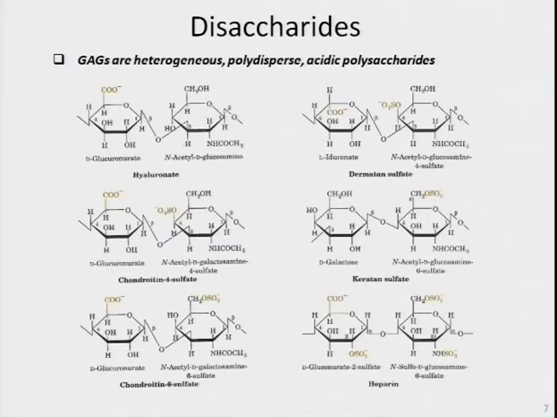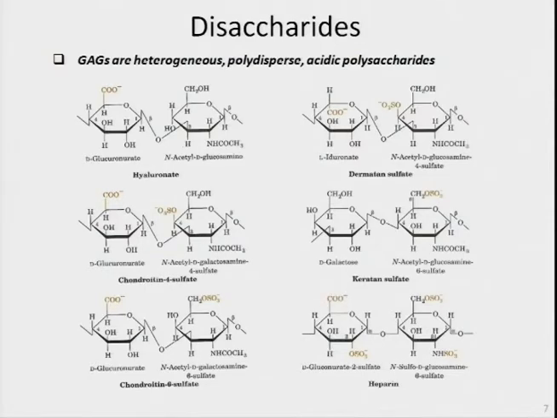So each of these contains a uronic acid. Okay, so in hyaluronic acid we have glucuronic acid, also glucuronic acid in chondroitin sulfate, and dermatan sulfate has idiuronic acid. Heparin can have either glucuronic or idiuronic. Just the glucuronic is shown here. And actually, keratan does not have a uronic acid position. It has just galactose.